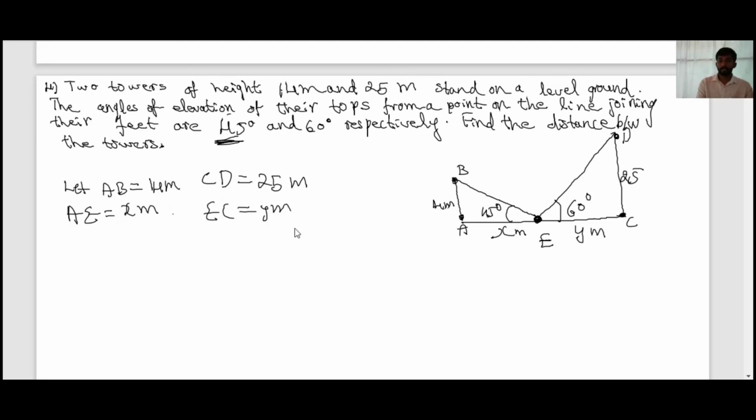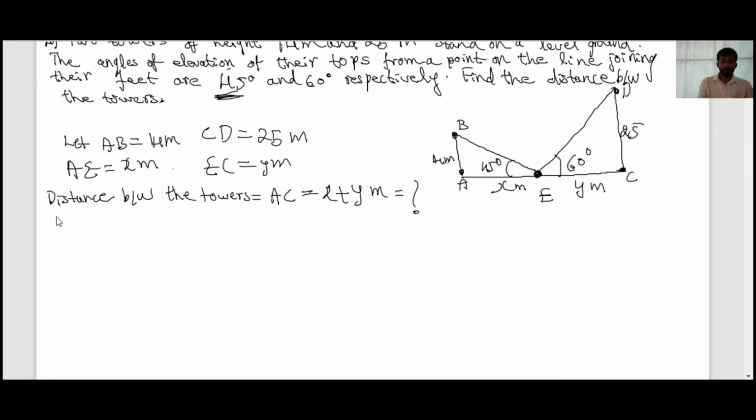What's given in the question? Distance between the two towers is equal to what? That distance is AC. AC is equal to x plus y meter. That you need to calculate.